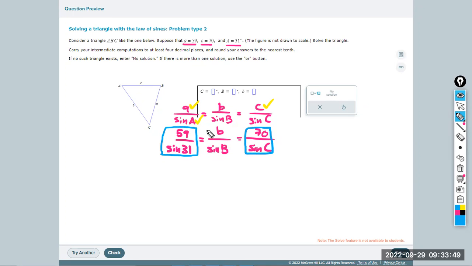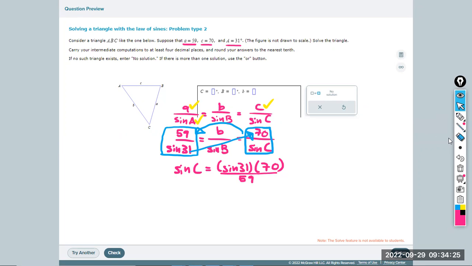So we're going to apply the law of sines to create a rule of three, because we have these three, so it is a rule of three. Sine of 31 times 70, and then divide by 59. That would be what we don't have. That is, sine of C is going to be, again, sine of 31 times 70 divided by 59.